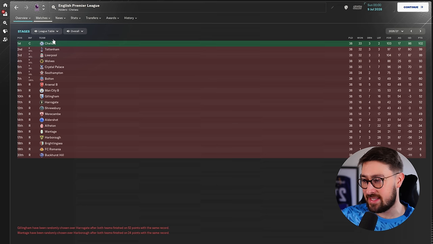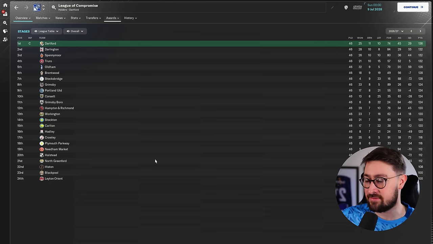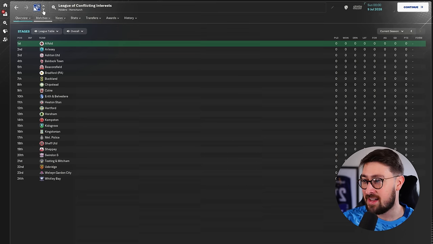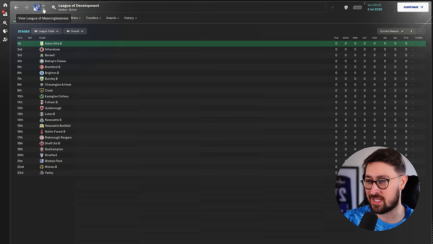With Chelsea winning this, these guys now being relegated again, and Chelsea being relegated again. Tier 2, or the League of Compromise, last season finished like this. Dartford won it, and that's just Dartford up to the Premier League there. Conflicting interests last season. We had Hornchurch winning that one. They will be Premier League next season. Welland Garden City. Some of these really small clubs have managed to rise all the way to the top. Hornchurch are going to be Premier League.